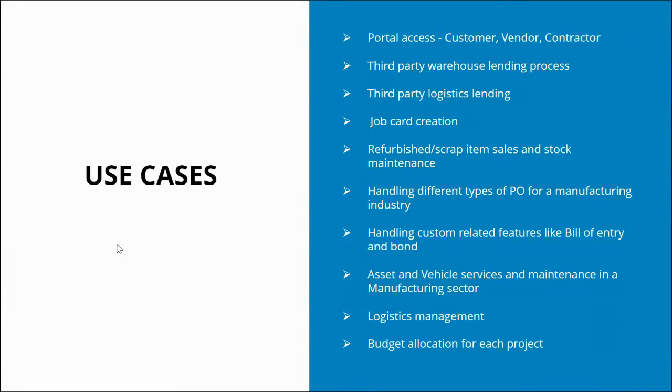And as told previously, every organization would have assets and vehicles which might need to be sent for services and maintenance. Within the organization itself there would be an in-house workshop, or they would send it to an external workshop. In both cases, we can keep track of the services and maintenance done to the assets and vehicles within the organization.